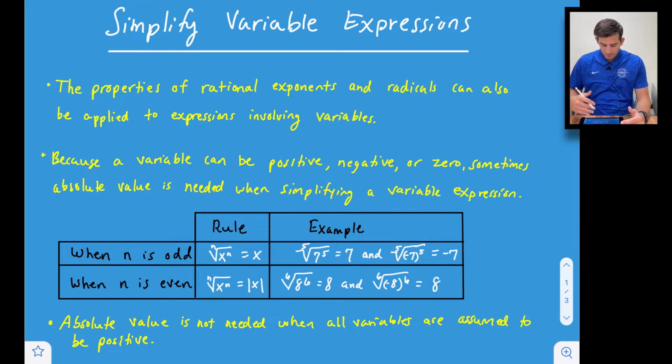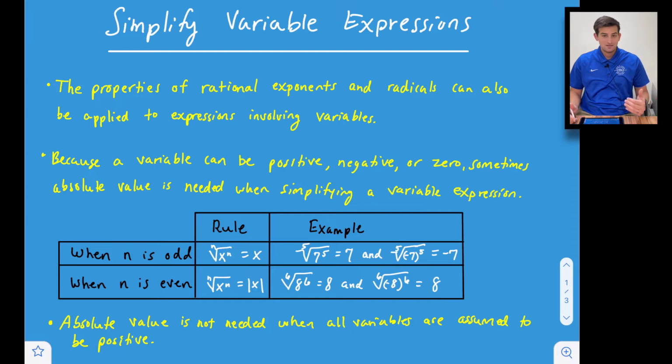So if I put some numbers in here, let's say I'm taking the fifth root of 7 to the fifth. Well, that's going to cancel out. It's going to just equal 7. And if I'm taking the fifth root of negative 7 to the fifth, it's going to be negative 7, right? So for when n is odd, I don't have to worry about absolute value there because I got either a positive answer or a negative answer.